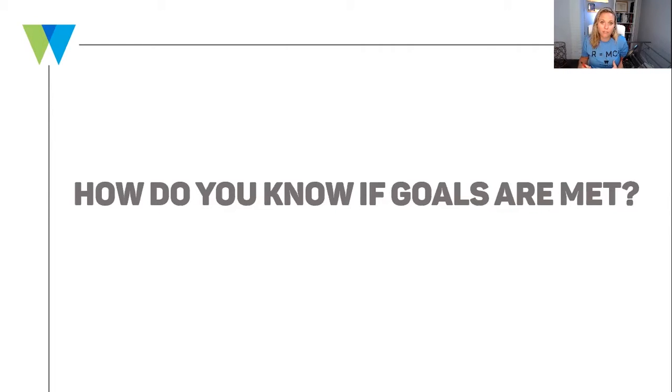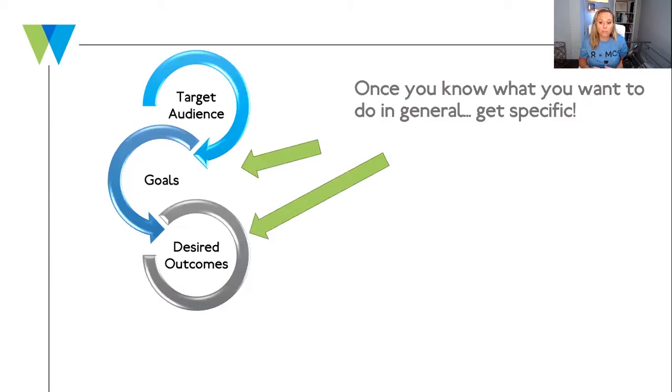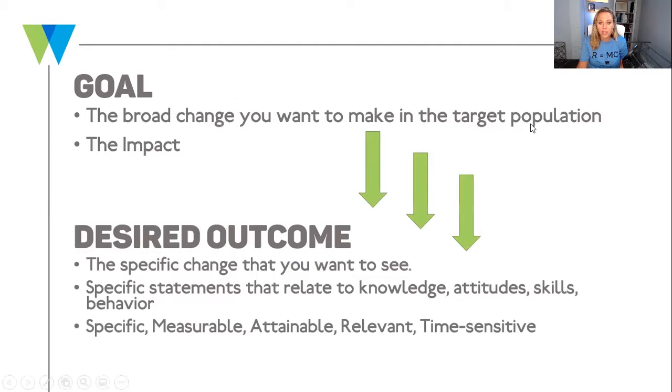They're not specific enough. And so this is where desired outcomes come in. Once we know what we want to do in general, the impact we want to make, what we want to wave our magic wand on and get the outcomes we want to see, now it's time to get specific. These are the desired outcomes. This is really a fundamental part of the GTO process. So from your goals, the broad change you want to make in the target population, that impact, you pull out a set of desired outcomes.